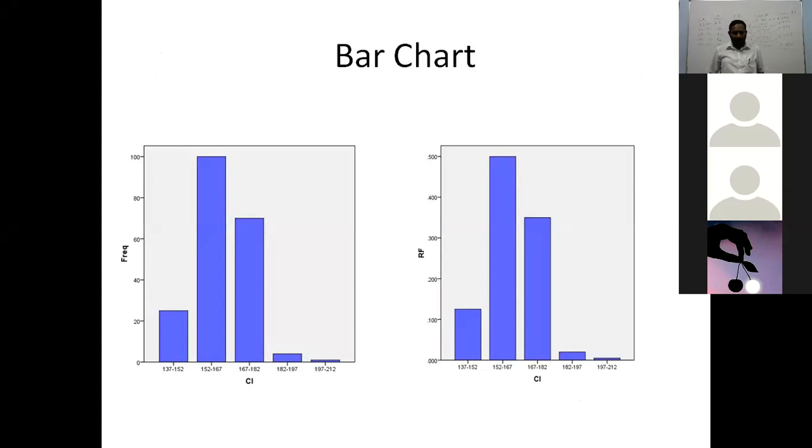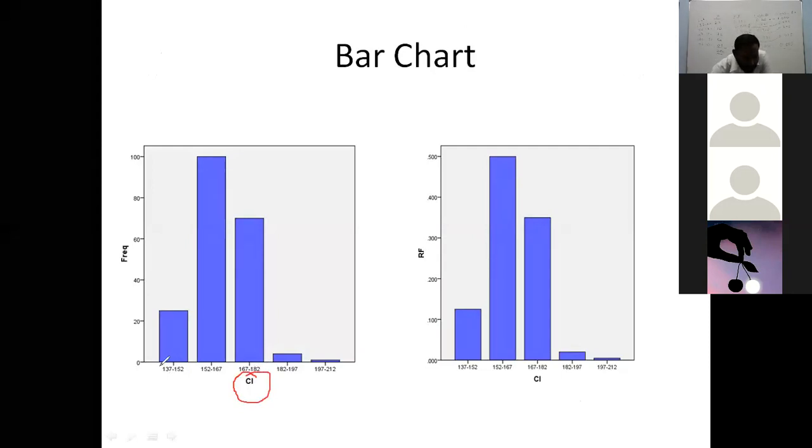So bar charts, look at the x-axis. It is giving the class interval, right? We have different class intervals. For different class intervals, it is giving the frequency. What is frequency? That is the total number of observations coming under each category. So here it is roughly 25. This is 100, right? And so on. So this is class interval versus frequency.